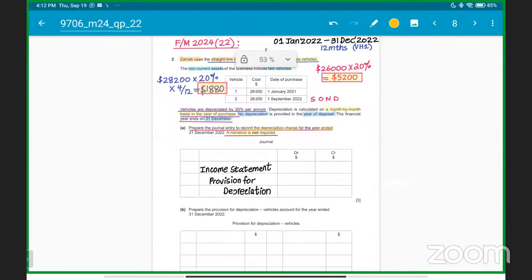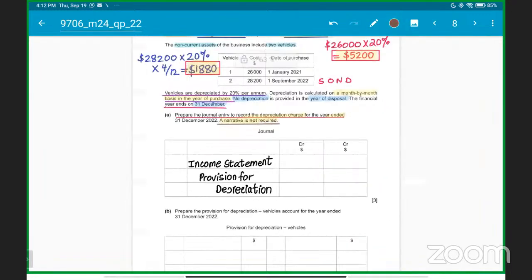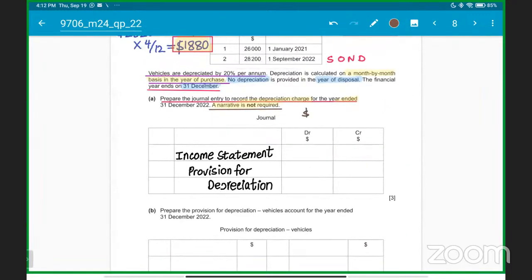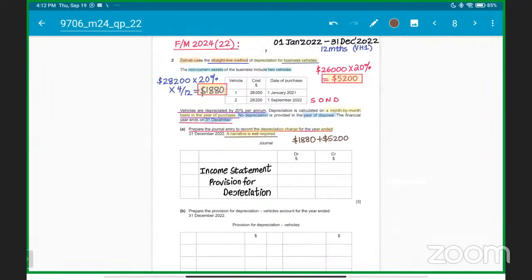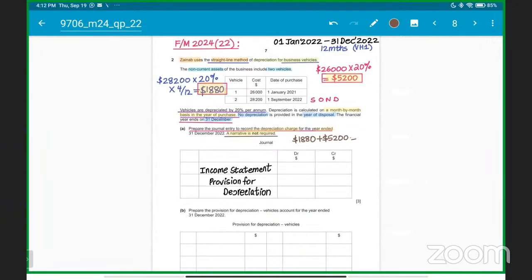So we just have to add both of these depreciation, sir. So it will be 1,880 plus 5,200, and that is coming as 7,080, which is basically 7,080 here and 7,080 here.